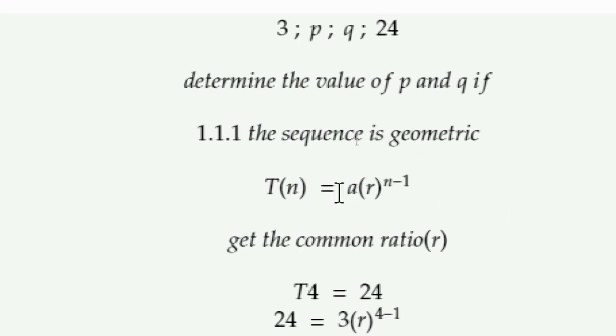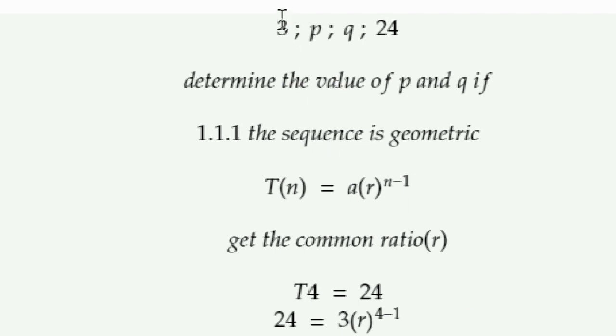But we do know the value of A, because A is always the first term, which is 3. So we do know the value of A. We do not know the value of R. And then n minus 1 doesn't matter much. Okay. Now, what we do is we get the common ratio.